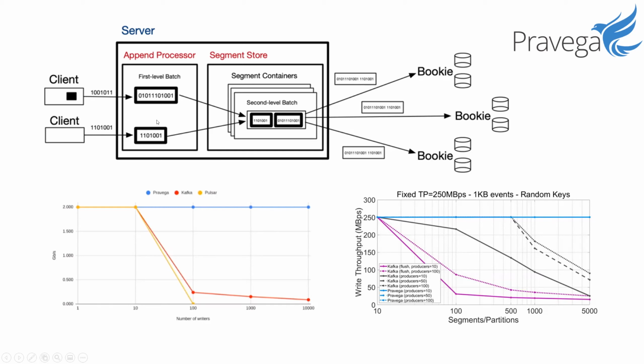And this is due to the two-level batching that Pravega does in its segment stores, where multiple writers can come in and get batched into a segment container. Segment containers are a level of batching for the segments themselves, so that several segments will be in a single segment container. And it's this two-level batching that allows Pravega to achieve these results. We can see that in these graphs.